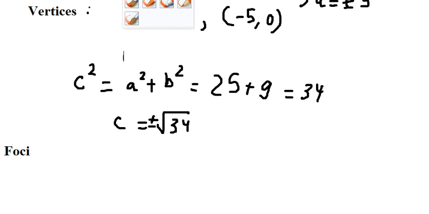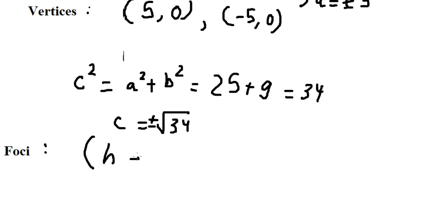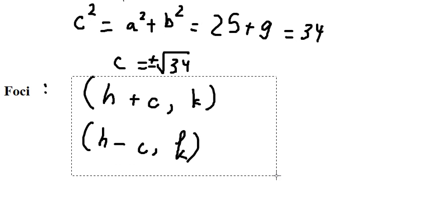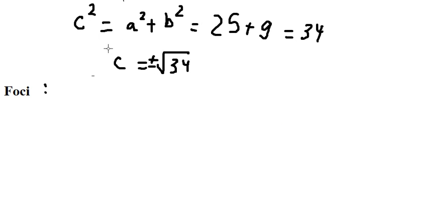And about foci, that should be h plus c. And the second one, h minus c. So this one, we have 0, 0. C is this one. And now we simplify and you get like this.